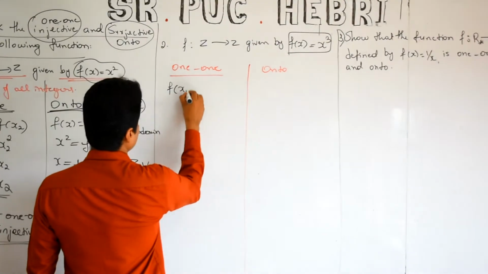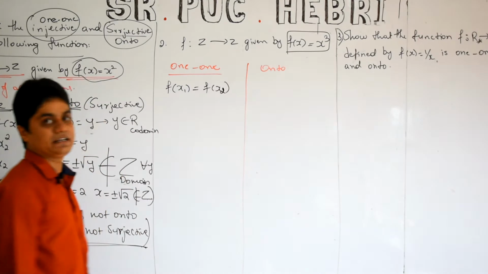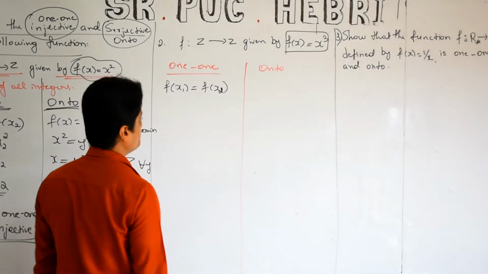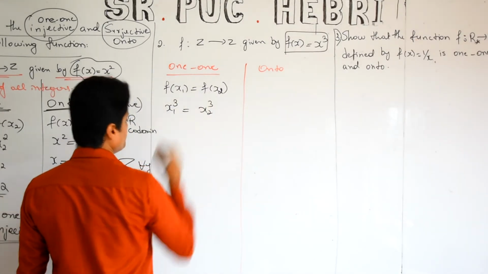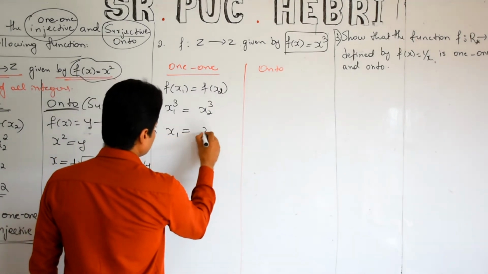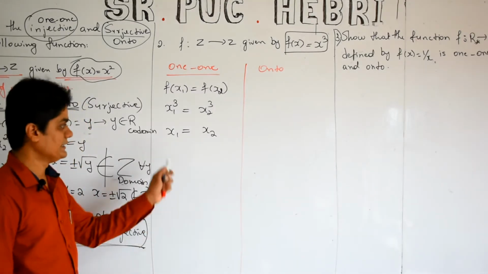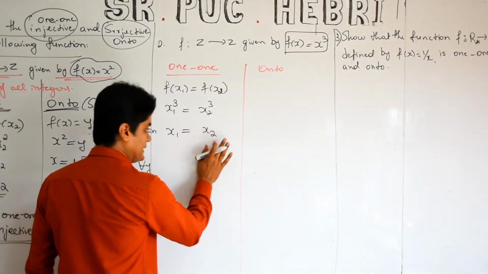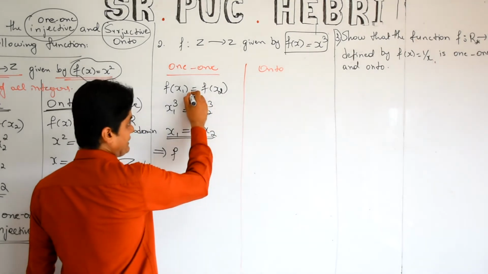If images are equal, then elements should be equal. Take two different images, or assume f of x1 equals f of x2. f of x1 is x1 cube, and this is x2 cube. Take cube root on both sides. So this implies, is it plus or minus x2 or just x2? Here don't write plus or minus x2, here just x2, not plus or minus. So immediately this implies images are equal, elements are equal.